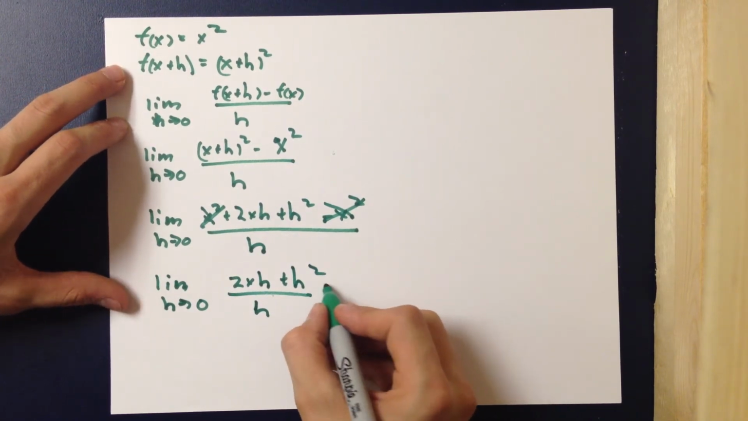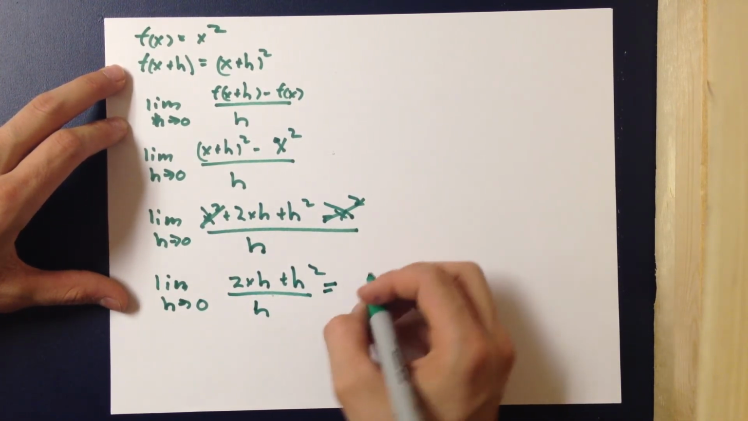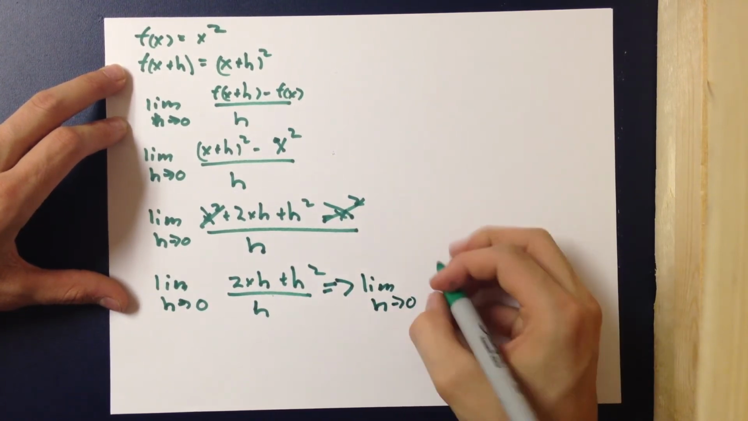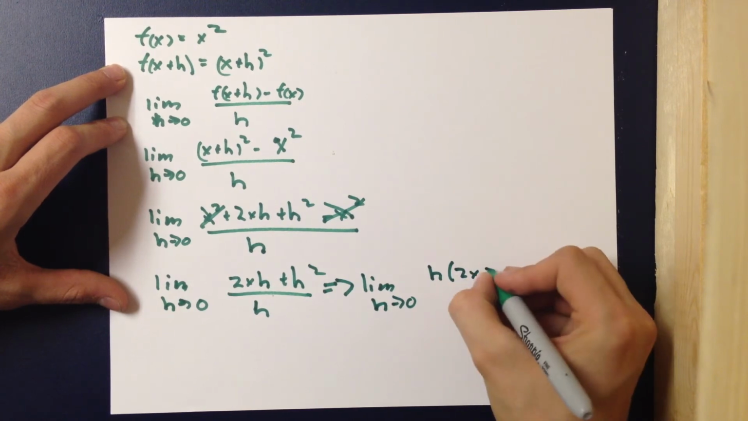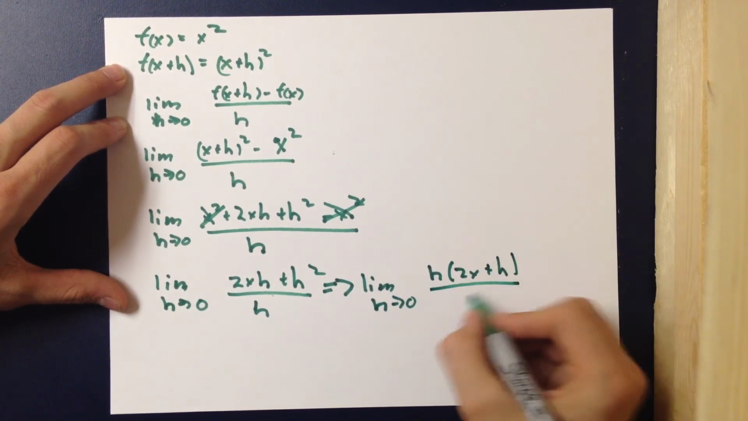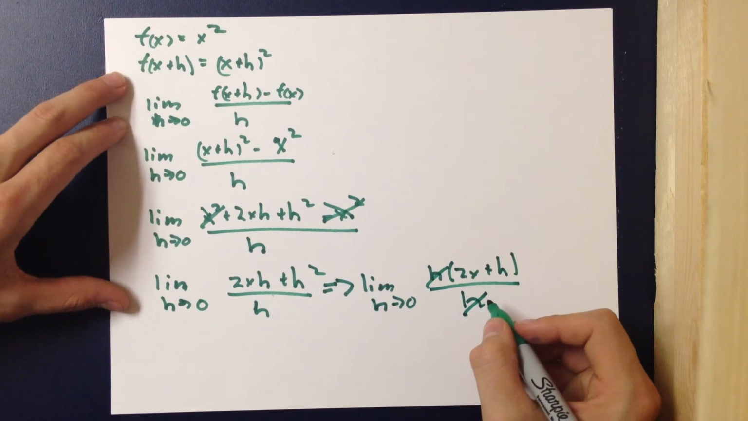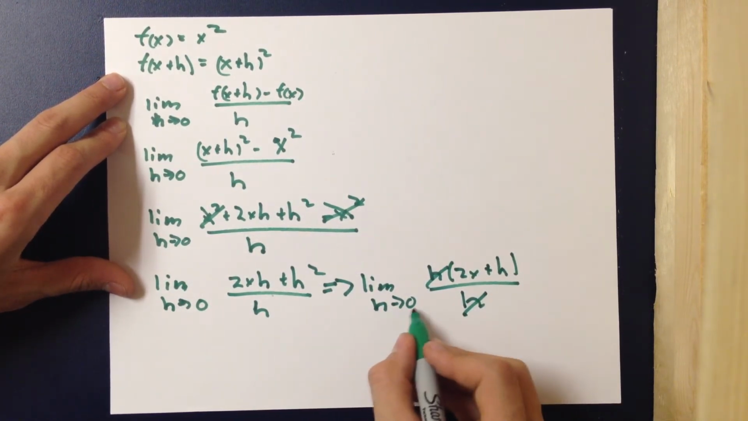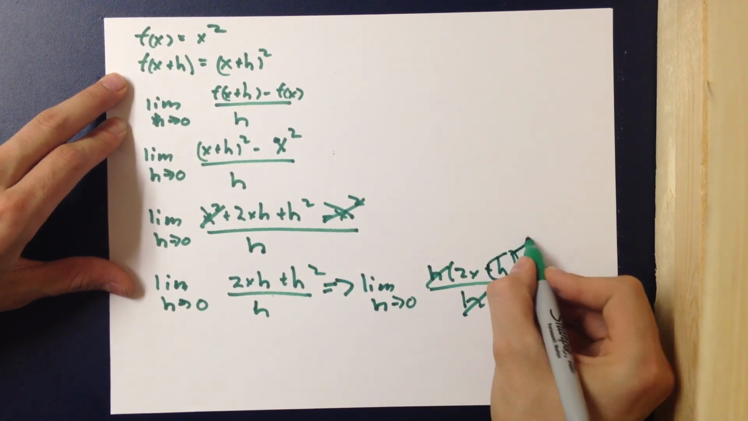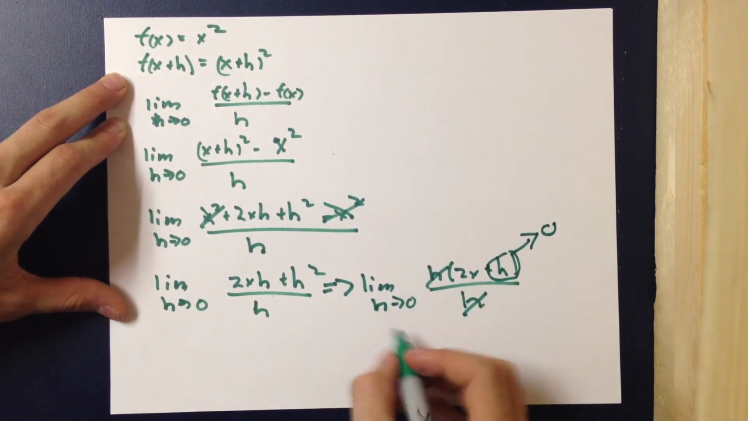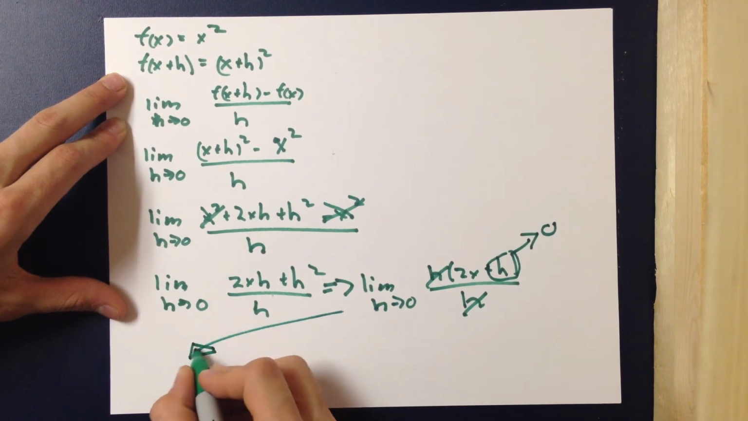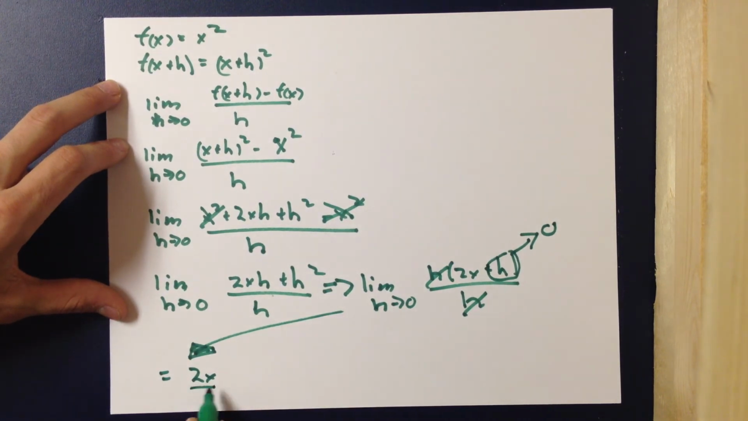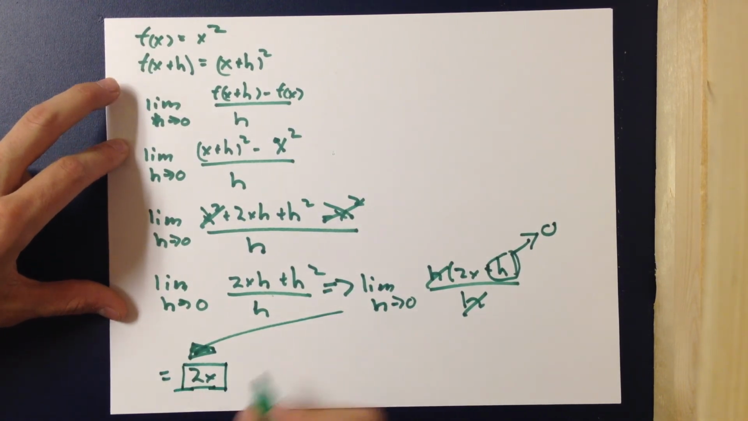However, you can factor out an h from here. So the limit as h goes to 0 is h times 2x plus h, all over h, where the h's cancel, divide to 1. And then you can simply plug in 0 for h, and you find that the limit is actually 2x. This is the derivative of the function x squared.